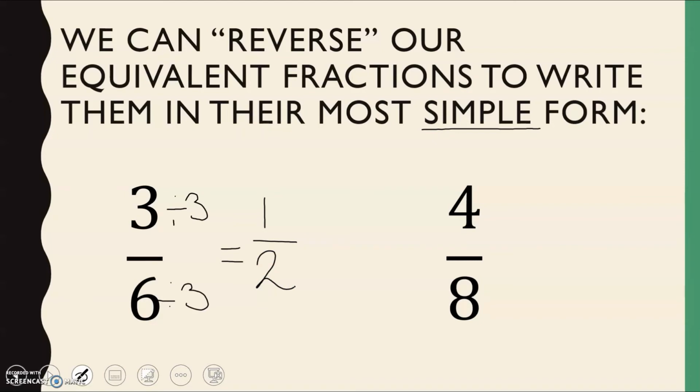4 and 8, well, they're both in the 2 times table, but they're also in the 4 times table. So we always want to look for the biggest table that they are both in. So 4 divided by 4 and 8 divided by 4. Well, that should give me 1 over 2, to be 1/2 as well. So 3/6 is equivalent to 1/2, and 4/8 is also equivalent to 1/2.